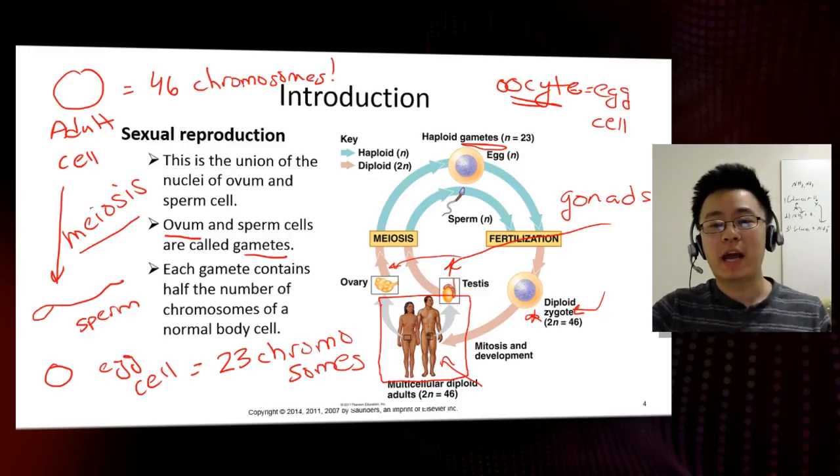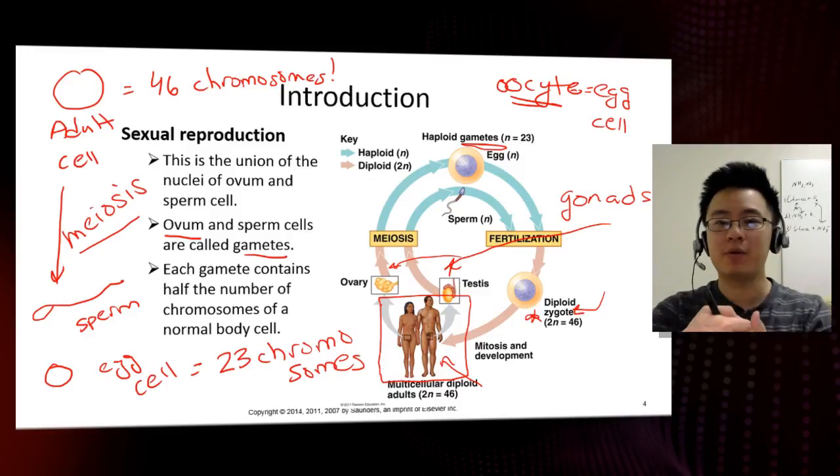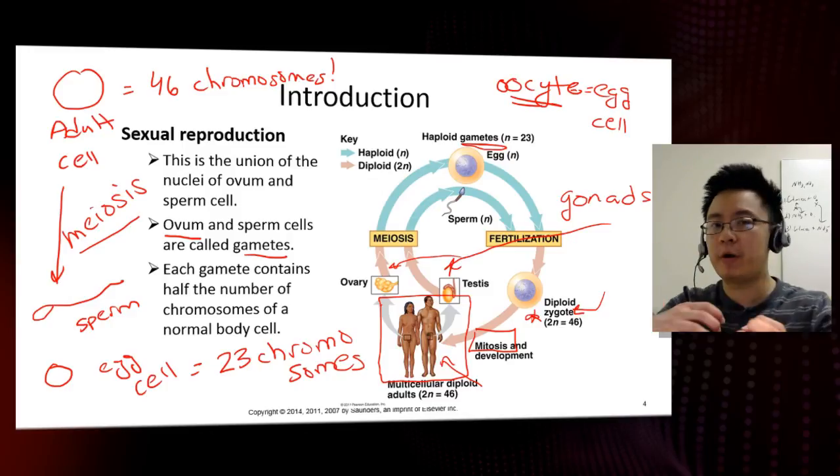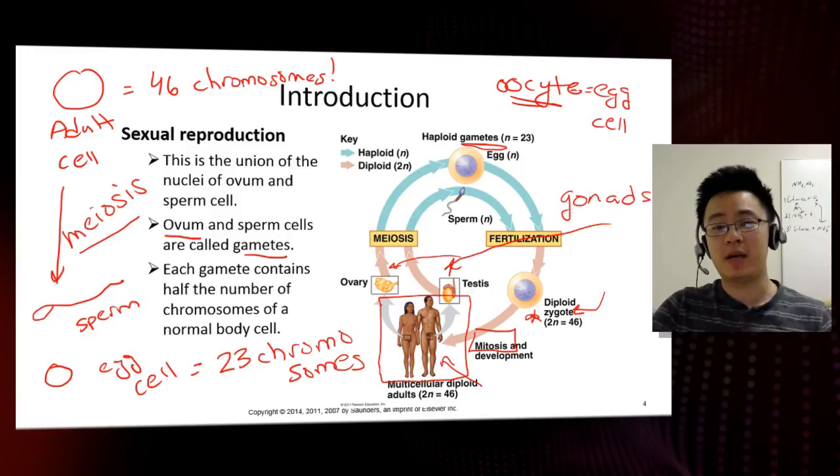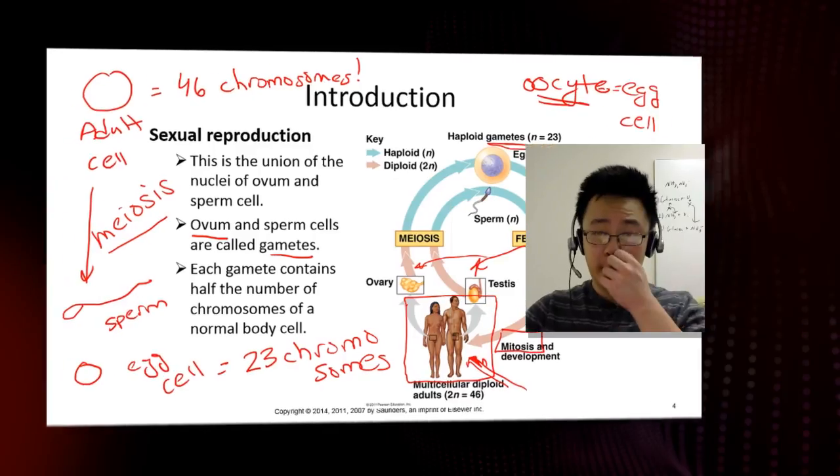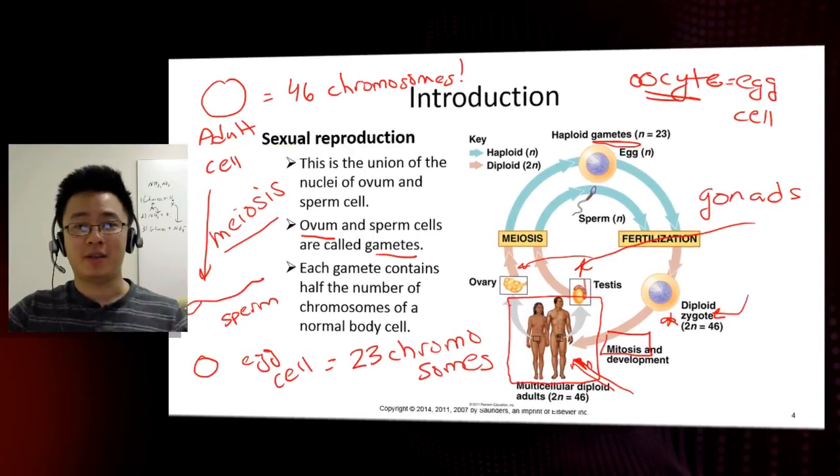Now, once the zygote is formed, the sperm and egg come together, then they undergo another process called mitosis, and that mitosis process allows it to divide and make more and more cells until you come out with a baby, and then that baby undergoes more mitosis until you have an adult. And thus starts the cycle all over again. So I hope that gives you a very good introduction on sexual reproduction.